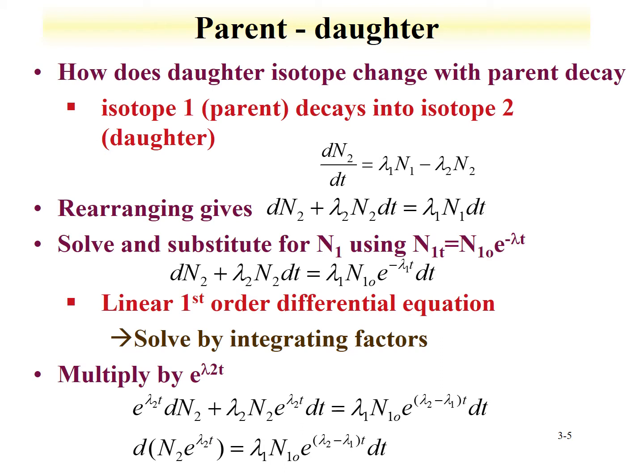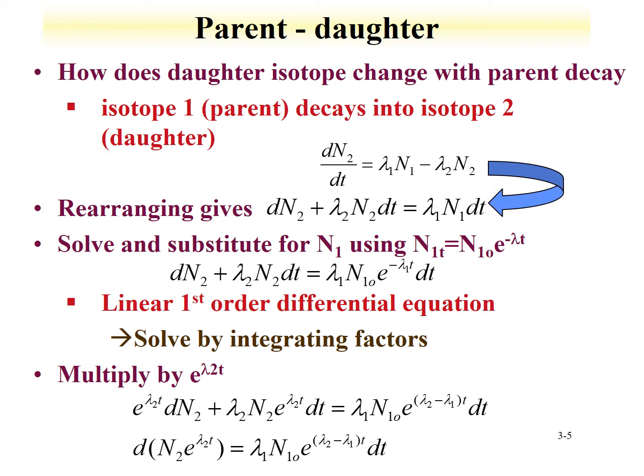Let's consider a case where we just have one daughter that's being produced from the decay of one parent. So we have an isotope 1, and it decays into isotope 2. So the change of isotope 2 as a function of time is just equal to the decay of the parent that's going into the daughter, and then the decay of the daughter. So if we rearrange this equation, we get this equation.